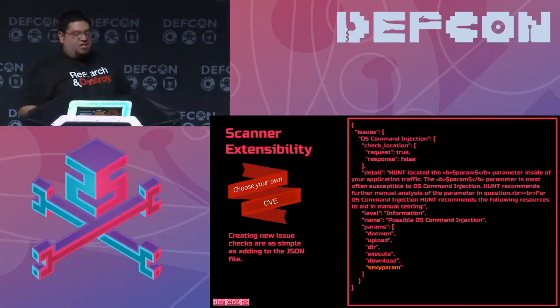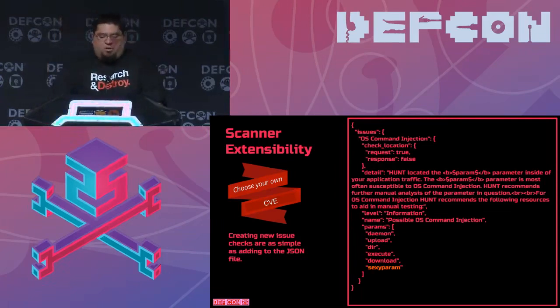So the scanner extensibility is just a JSON file called issues.json. You define something in this kind of schema, and here you can see OS command injection is the one listed. To add a new parameter alert, all you have to do is add something at the bottom here. Here you can see under download, I've added a custom param. So this will now alert in the Hunt window.